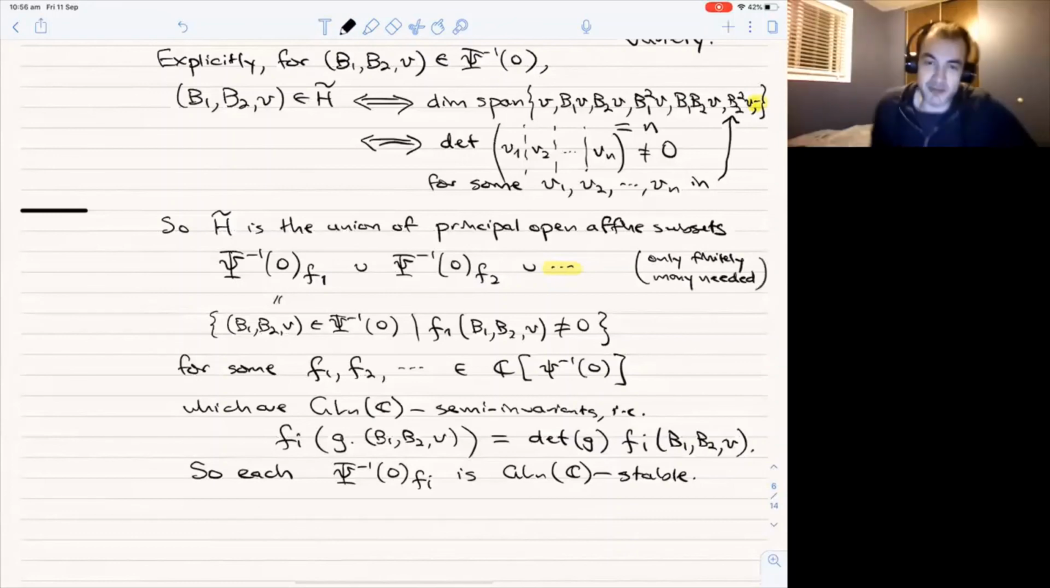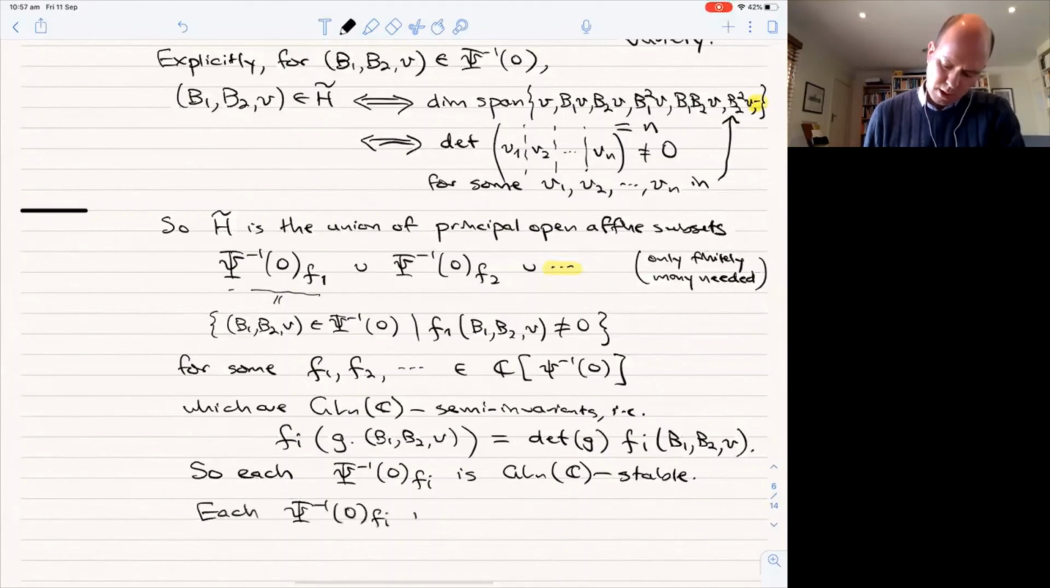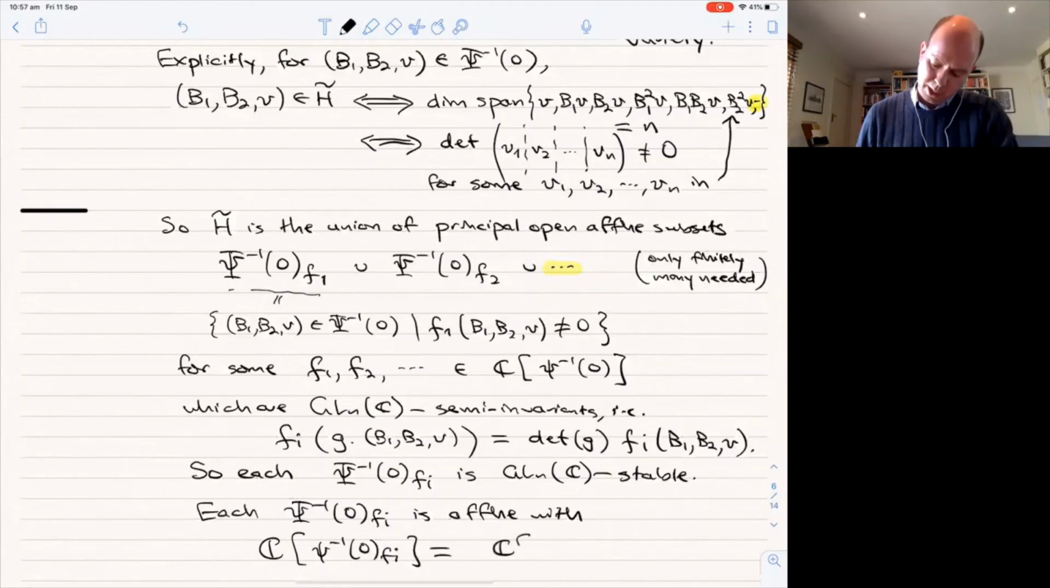Sorry, each of these components is affine abstractly, right? Yeah, so each of these individual things is an affine variety, yes. And its coordinate algebra is just what you get by taking the coordinate algebra of the original affine variety and inverting Fi.